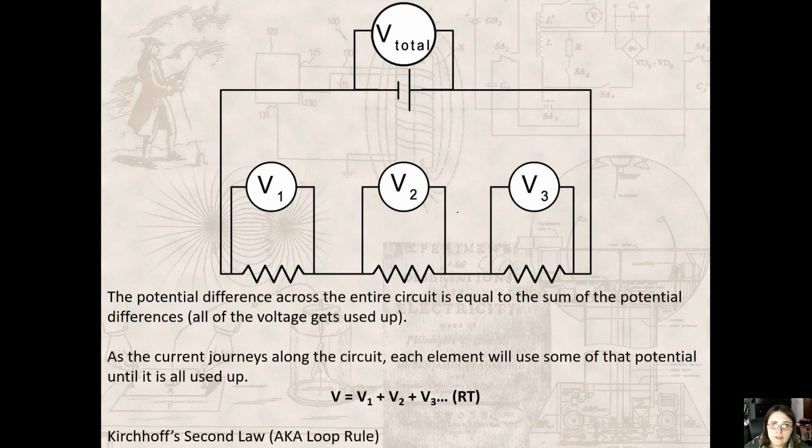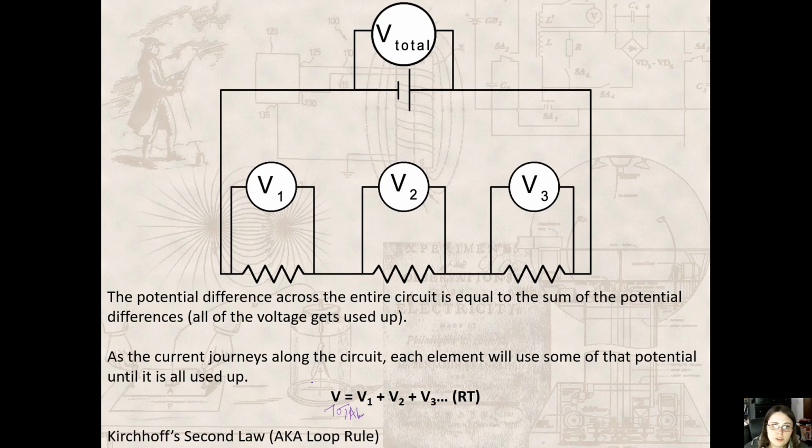So here you have the potential difference. This is what we're also looking at. The potential difference across the entire circuit is equal to the sum of the potential differences. All the voltage gets used up. As the current journeys along the circuit, each element will use some of that potential difference until it's all used up. So the total is equal to the voltage 1 plus voltage 2 plus voltage 3.